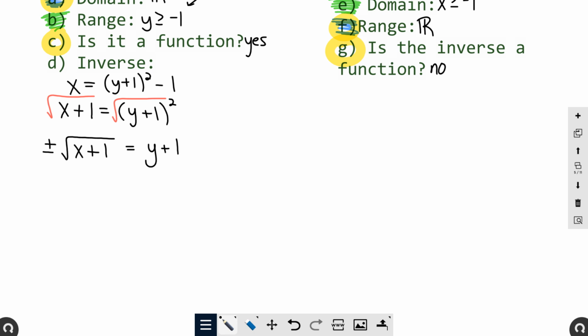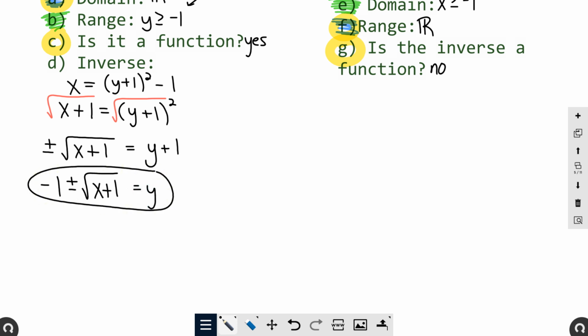Now, what would you do to get y by itself? Subtract the 1. Can I subtract the 1 to this plus 1 under the square root? Nope. I'm going to put that minus 1 in the front. You can put it before your plus or minus, and that makes it a little bit easier. And again, if you want to change the order, you can. You can say y equals -1 plus or minus the square root of x plus 1. But do whatever steps you need to do to get y by itself. All right, turn the page.